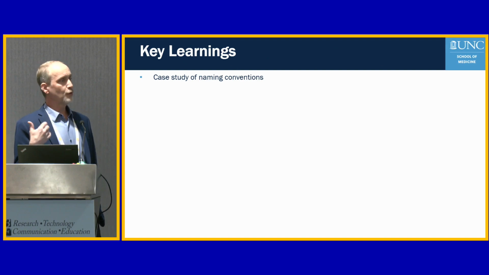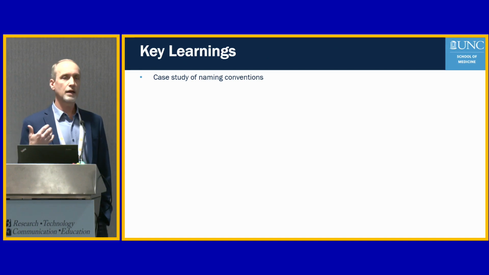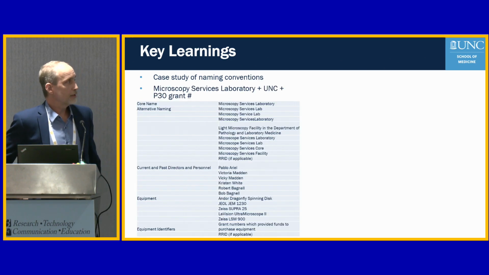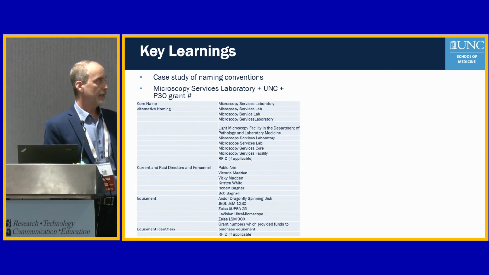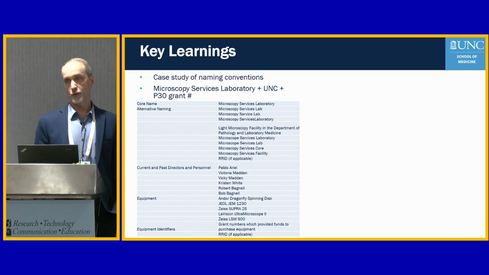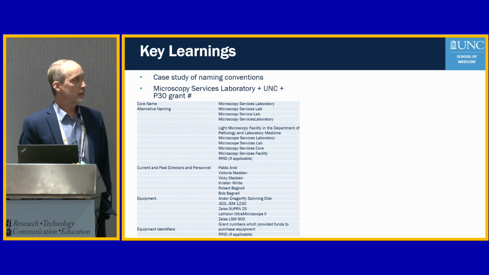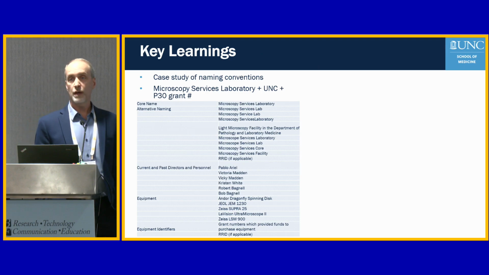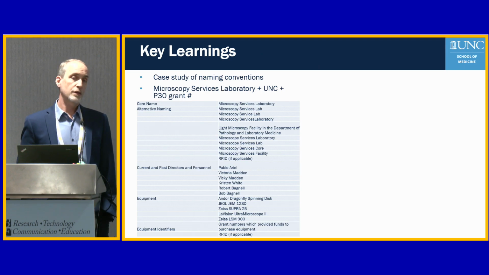And as we started working on this process, we had a lot of key learnings that have informed how we've been doing this since. So I talked to you a little bit ago about a case study of naming conventions. Here's our Microscopy Services Laboratory. That is the official name of the core. And so we did a search with that plus UNC plus the center grant, the P30 grant number that this core is associated with.